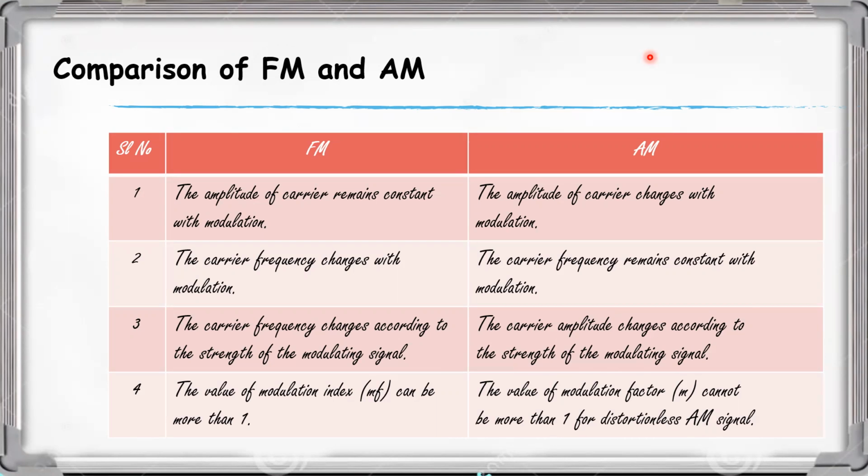This is the details of frequency modulation and amplitude modulation. Mainly, we have to discuss these two types of modulation in detail, and next we have to discuss the demodulation process and the pulse modulation process in brief. Okay, thank you.